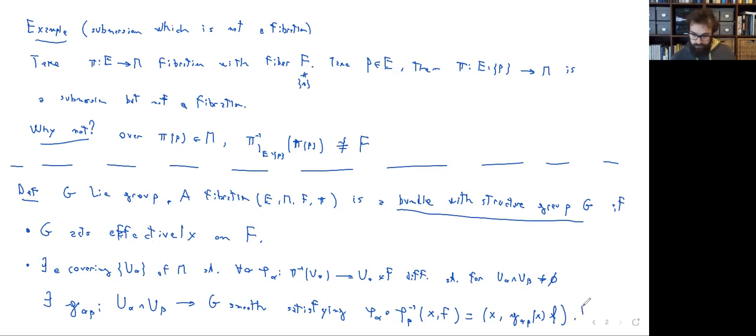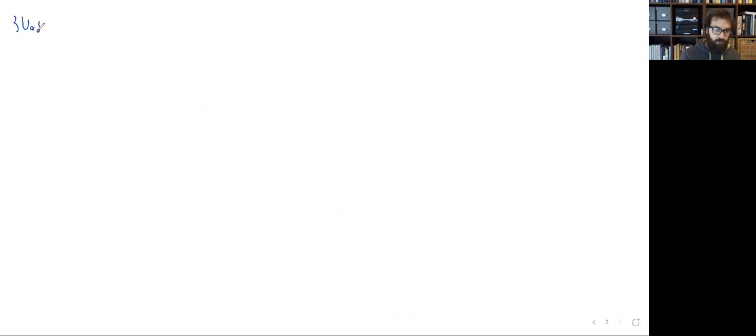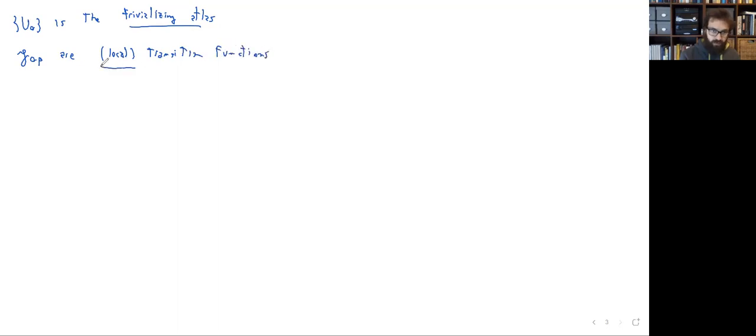And it's for f and x in U alpha intersected U beta. And again, here we have some names. U alpha is the trivializing atlas, the atlas for the bundle. And the G alpha betas are the so-called local transition functions. And we'll sometimes just drop local and just say the transition functions.